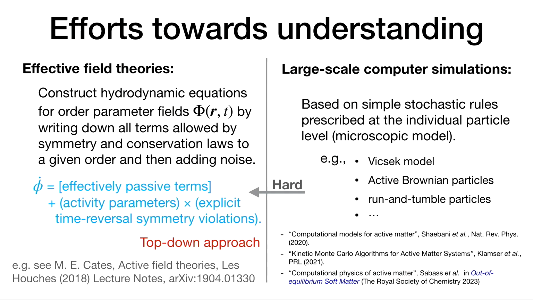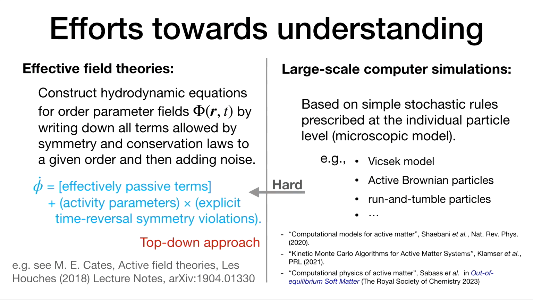The other approach is that you write down a simple model, put in a large number of particles, and do simulations. These models are fairly simple. You write down some local rules, for example the Vicsek model, active Brownian particles, run-and-tumble particles, and then you put in some local interaction, depending on what you want to study, and do simulations. Both these approaches turn out to be quite successful in understanding active matter.